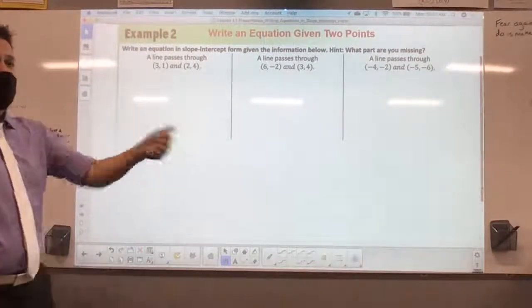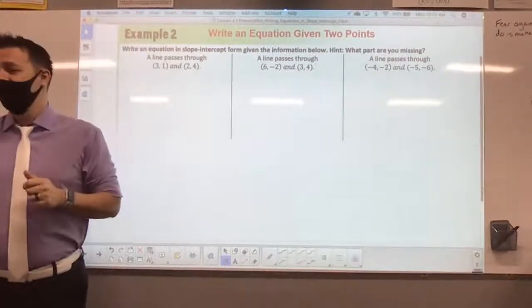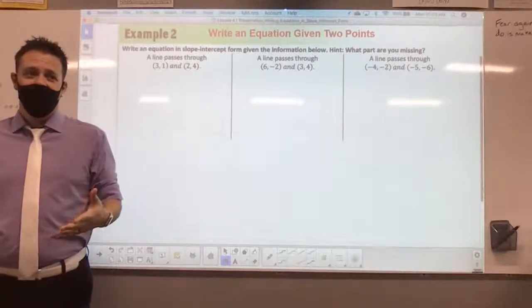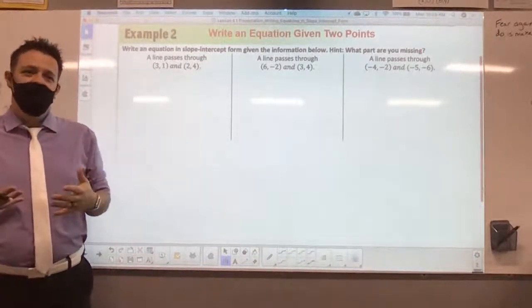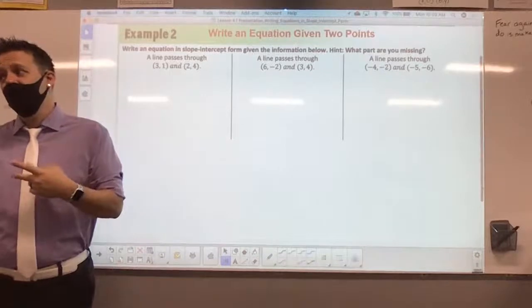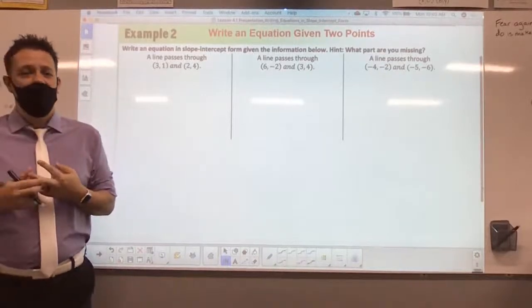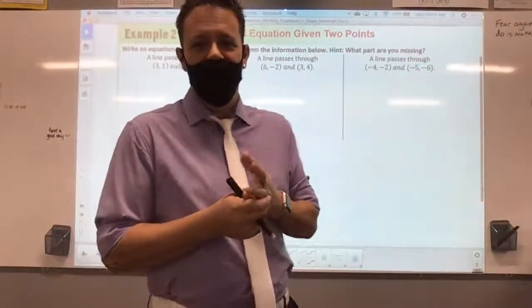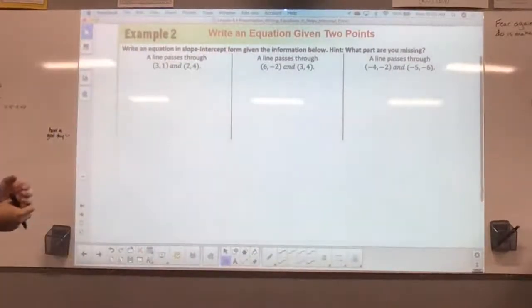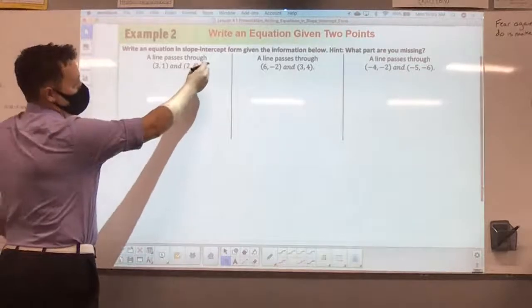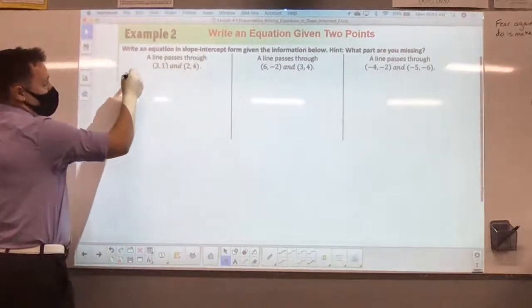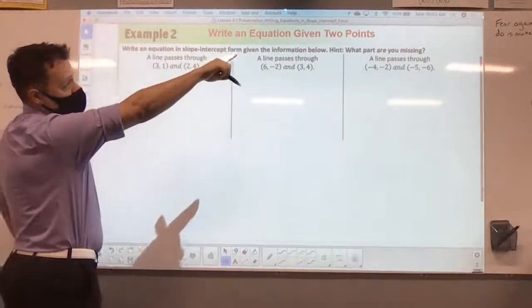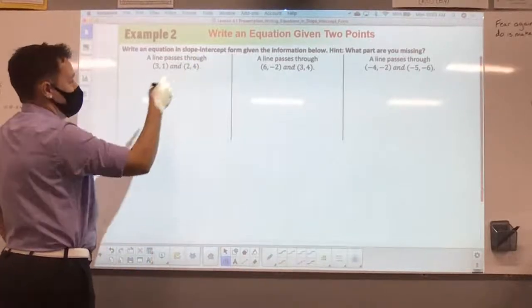Do we have the b-intercept? Do we have the slope? We got nothing. So which one should we find first? Because we got to find them both. Which one's the easiest to find given 2 points? Slope. The slope. Find the slope, ladies and gentlemen. y2 minus y1 over x2 minus x1.